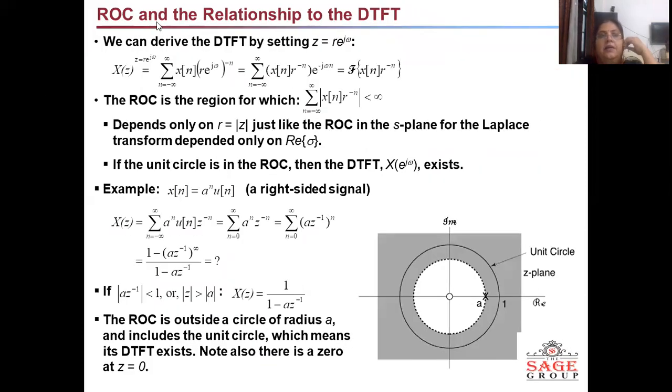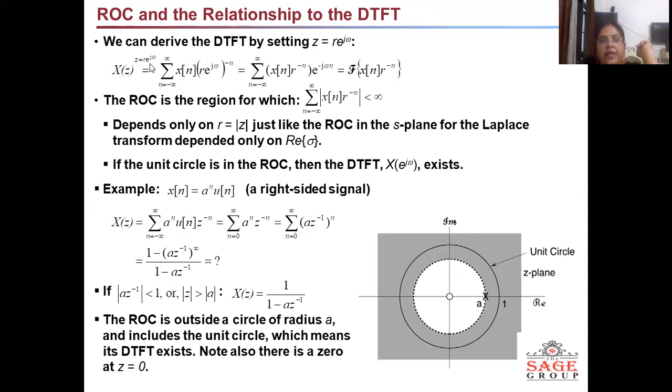Now we'll consider ROC. ROC means region of convergence, and its relationship to the discrete time Fourier transform. Now we can derive the discrete time Fourier transform by setting Z equals R e to the power of j omega. So the Z transform is very much related to the discrete time Fourier transform. The Z transform equation is X(Z) equals summation of x[n] e to the power of minus j omega n.